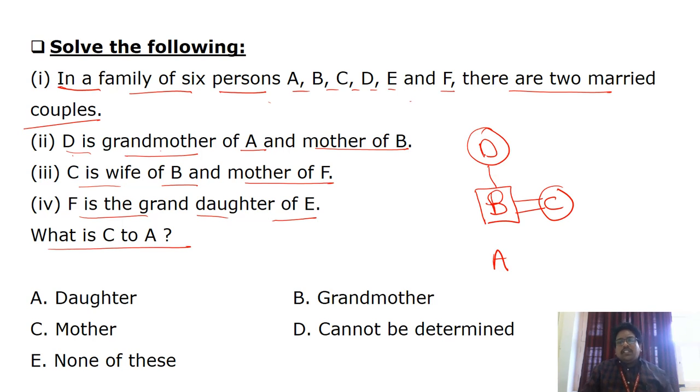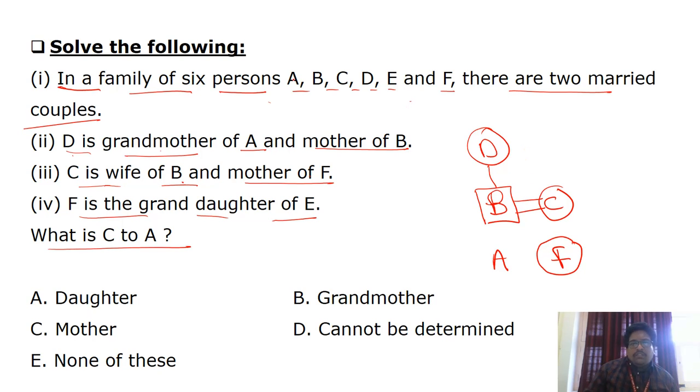So this means D is the mother of B, and A's parents are B and C. Clear? Next, C is wife of B and mother of F. Who is mother of F? C. Next, F is granddaughter of E. So F is granddaughter, that means F is female.